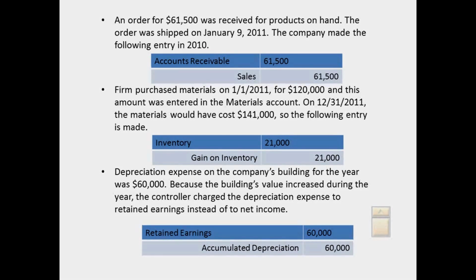Okay, a firm purchased some materials for $120,000. The amount was entered into the materials account on 12/31/2011. The materials would have cost $141, think hamburger example. So they record an increase in the value of the inventory and a gain. Can you do that? Why not? Okay, so historical cost. Why historical cost? Okay, it costs you 120. Why, in this case, are we recording 120 rather than 141? Why is it irrelevant?